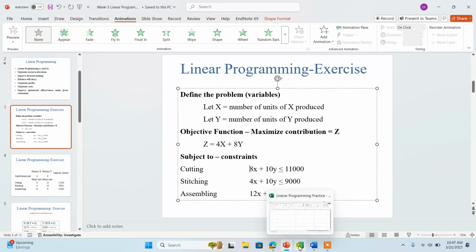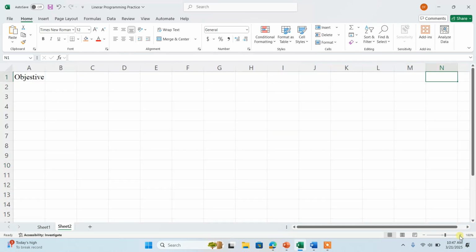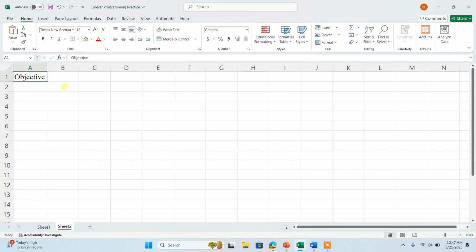So let's start and solve this question. What is my objective? The objective is to maximize the profit of x and y. Contribution for 1 unit of x is 4 and y is 8. This is the contribution of each unit.